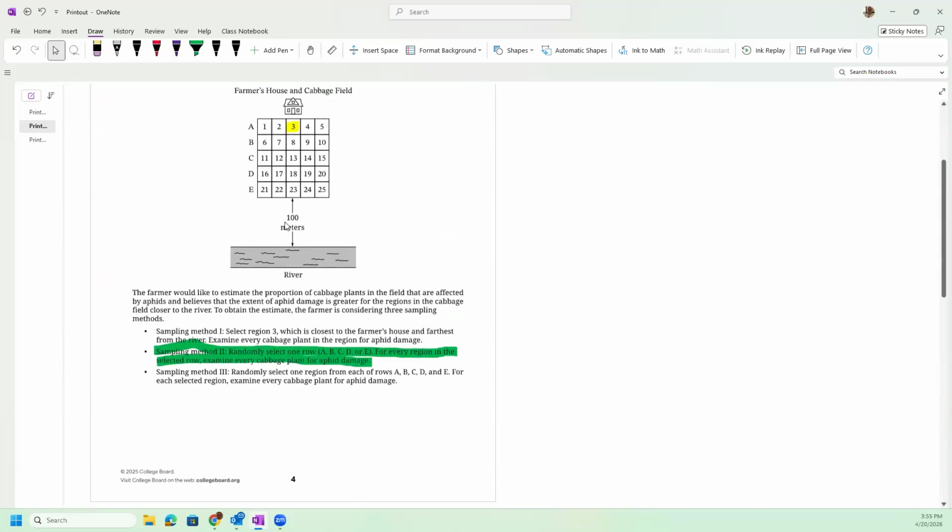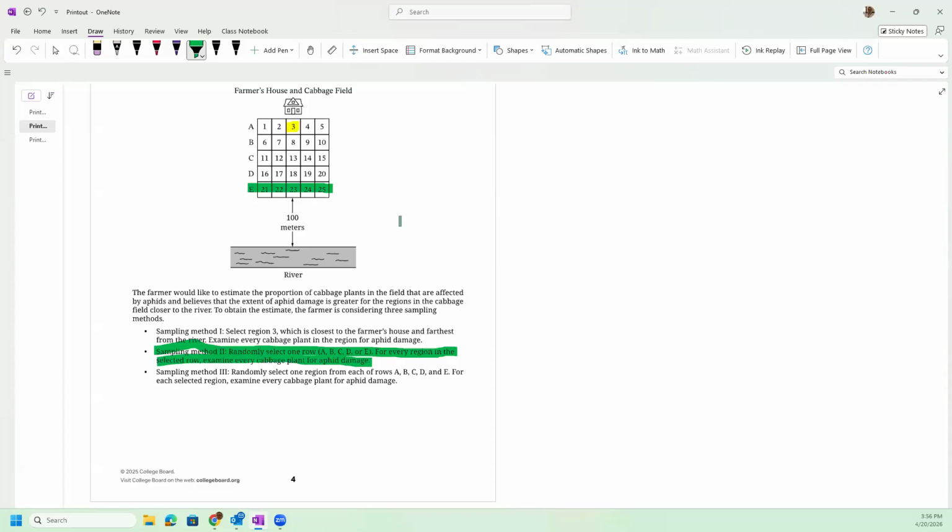So, what do you think? Would it be an over or an underestimate? If the farmer's right in what he's saying, would it be an over or an underestimate? Because he randomly picked that row. What do you think? Over or underestimate the amount of aphids on his plants? It would be an overestimate. And the reason why? It's extremely close to the river.